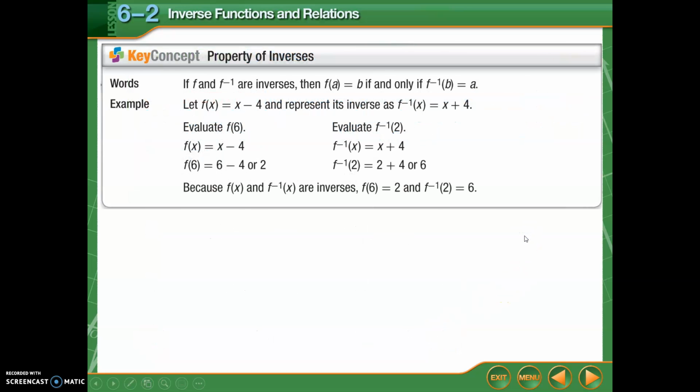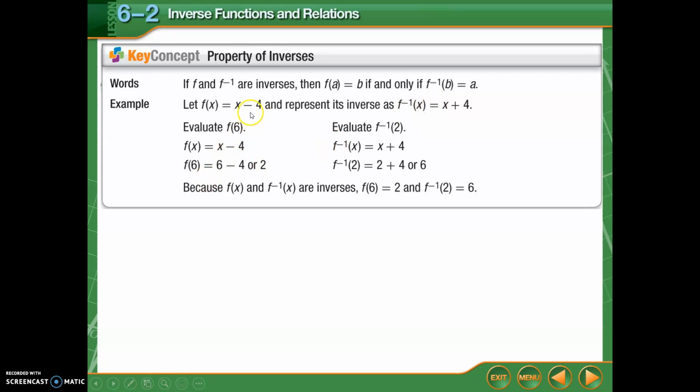All right, let's keep moving. Now let's talk about a property of inverses. What it's saying is if a function and its inverse, and that f of -1, that's how we write inverse, we say they're inverses if you plug in a value into the original function, and it produces an answer, and then you put that answer into the inverse function, and it produces the original number that you plugged in.